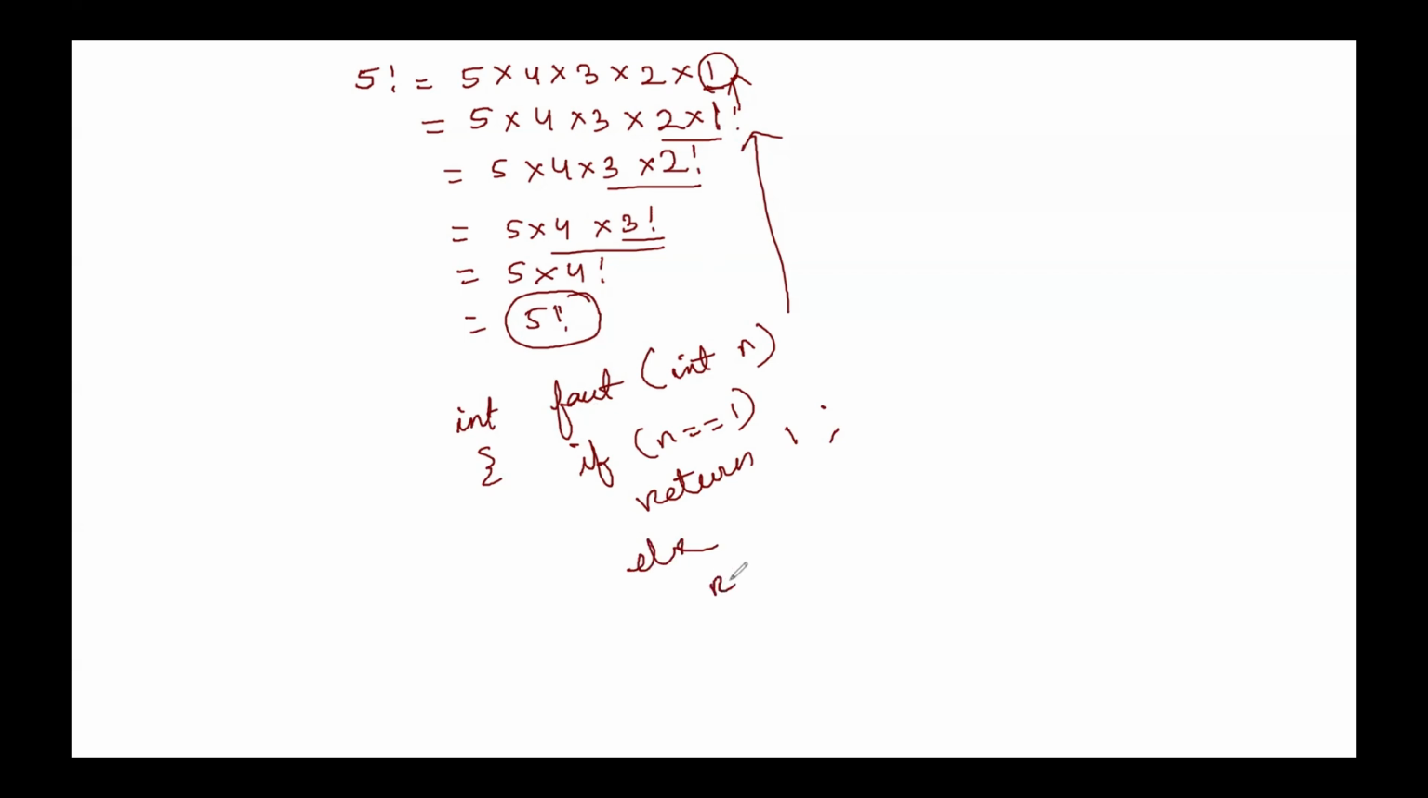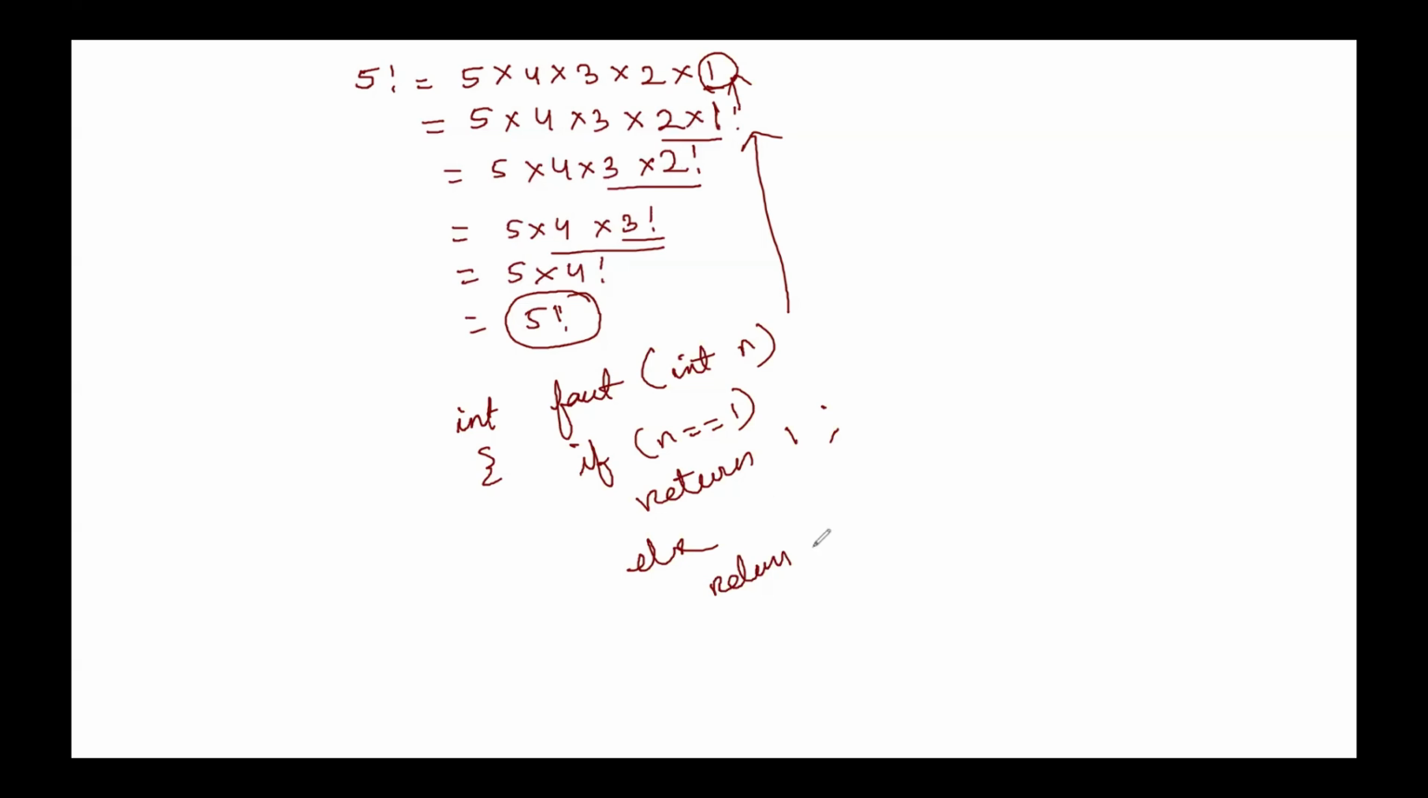Else, return 5 into 4 factorial, which means 5 minus 1. Then 4 into 4 minus 1, then 3 into 3 minus 1 factorial. So the number into the factorial of the given number minus 1. 5 factorial is 5 into 5 minus 1 factorial. 4 factorial is 4 into 3 factorial. 3 factorial is 3 into 3 minus 1 factorial. 2 factorial is 2 into 2 minus 1 factorial.